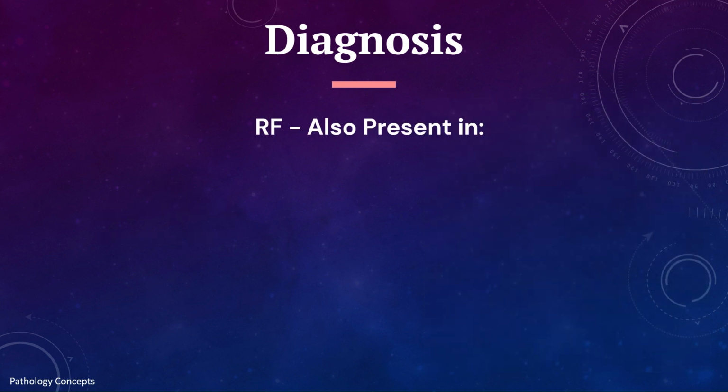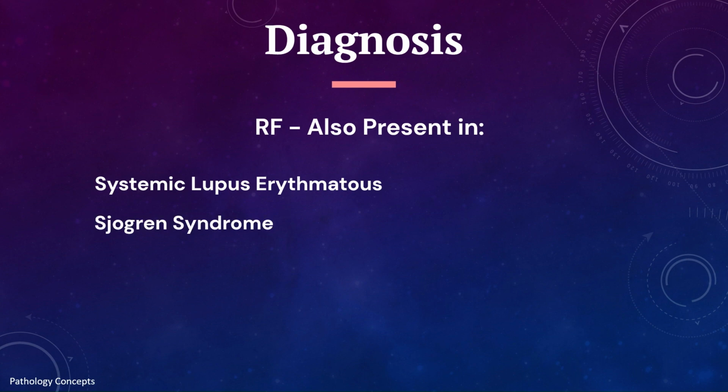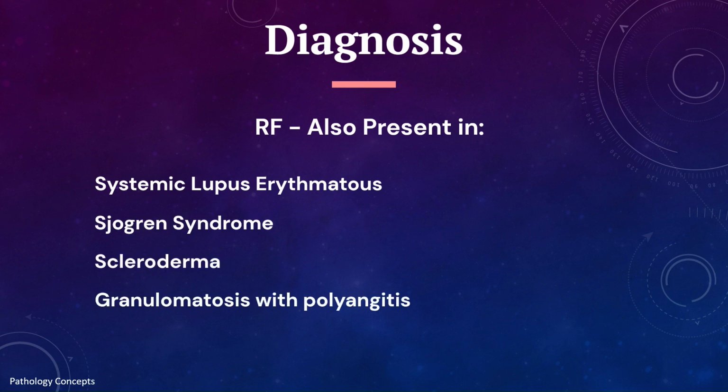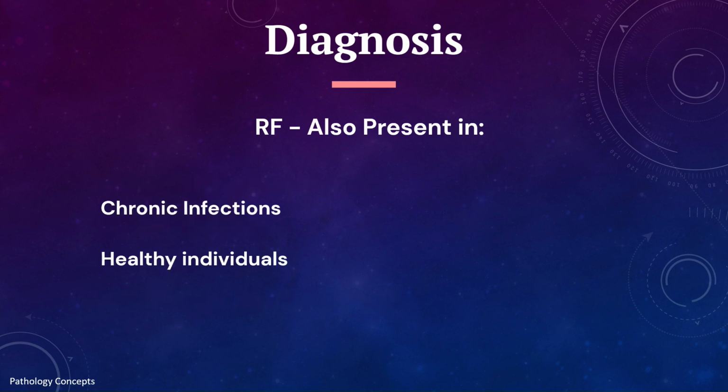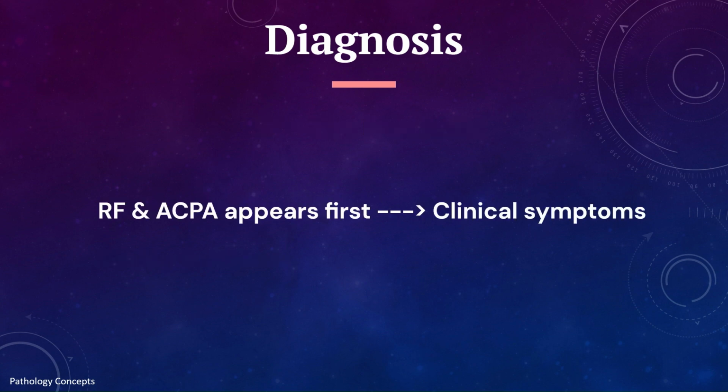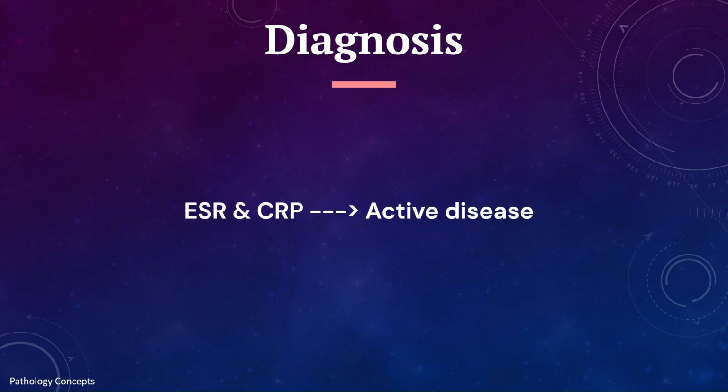The presence of rheumatoid factor is not diagnostic of RA. It may be present in other connective tissue diseases such as systemic lupus erythematosus, Sjogren syndrome, scleroderma, and granulomatosis with polyangiitis. RF may also be found in patients with chronic infection and healthy individuals. RF and ACPA are present for months to years before the onset of clinical arthritis. Acute phase reactants such as erythrocyte sedimentation rate ESR and levels of C-reactive protein CRP are usually elevated in patients with active disease.